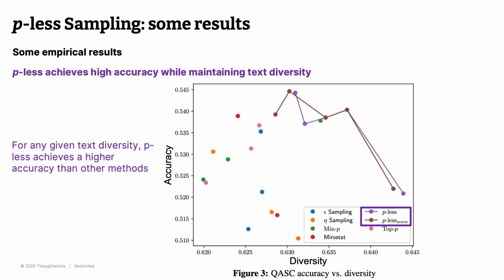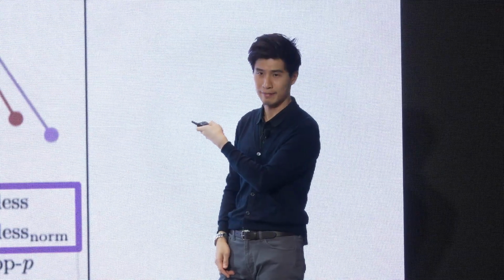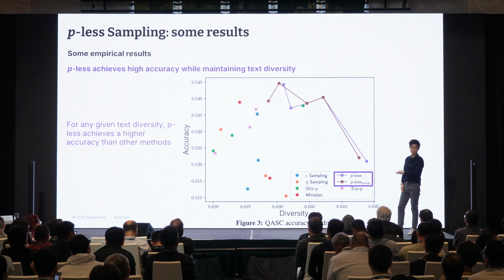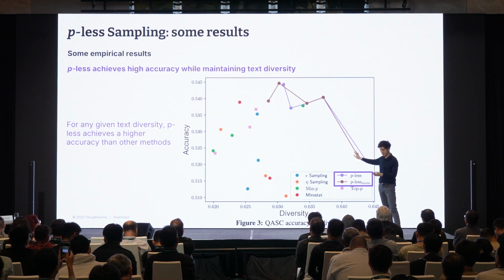And this method also produces a competitively good text diversity. How do we see this from this graph? For any accuracy level, P-less is producing a better text diversity. Right? So it would be more interesting and less robotic. Or for any diversity, P-less is producing a higher accuracy than the other methods. So it's lying at the efficient frontier, from what we can see on this graph.